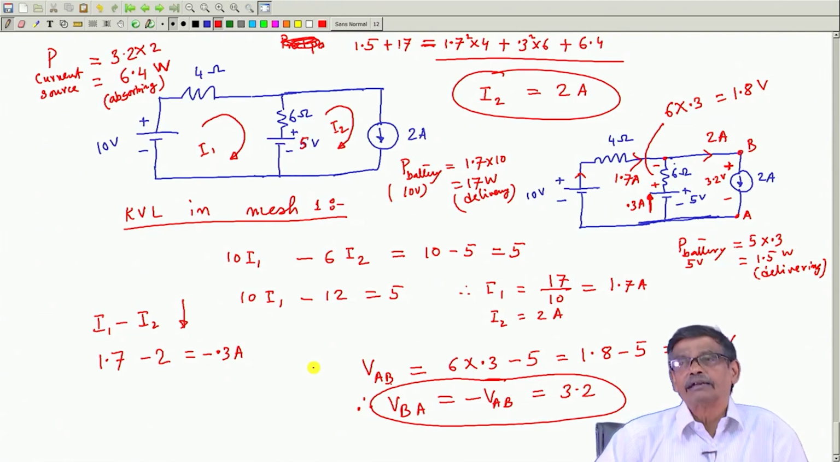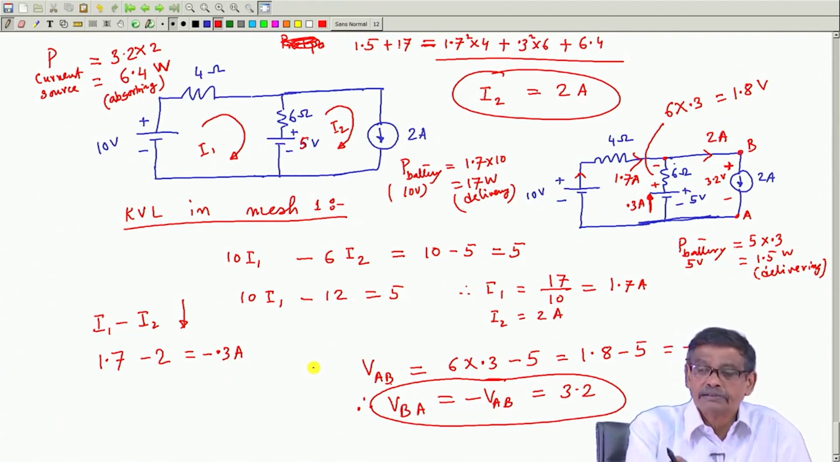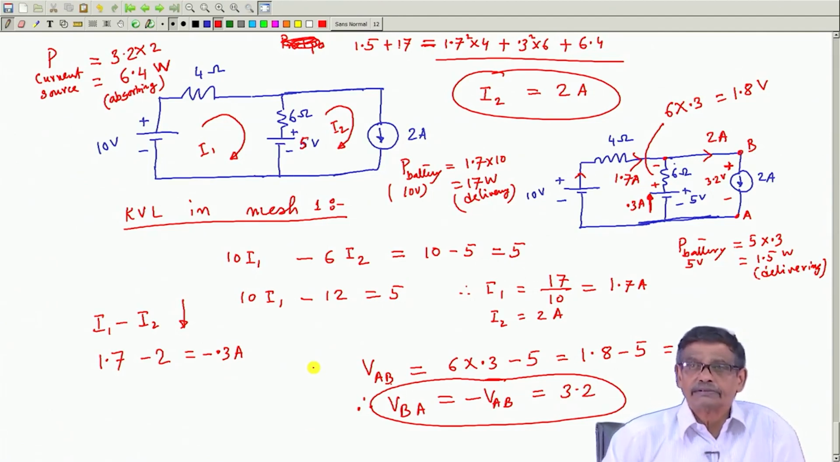In my next class, I will discuss what happens if a current source appears as a common branch between 2 adjacent meshes. Thank you.